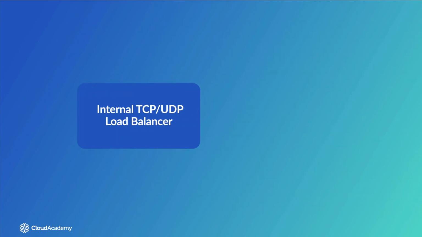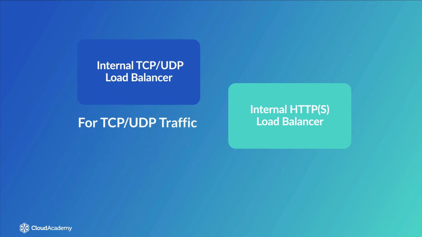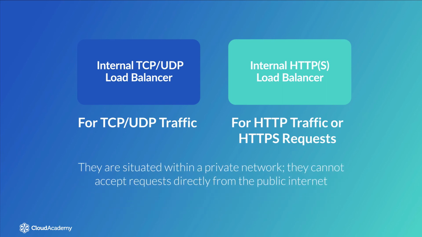Now, the internal TCP UDP and the internal HTTP load balancers are comparable to their global external counterparts. They handle the same basic use cases. One is meant for TCP UDP traffic, the other is meant for HTTP traffic or HTTPS requests. The only difference is that they are situated within a private network. They cannot accept requests direct from the public internet. They are instead meant for routing traffic between microservices or within a VPC, for example, or from one compute engine instance to some other backend service or endpoint within GCP.